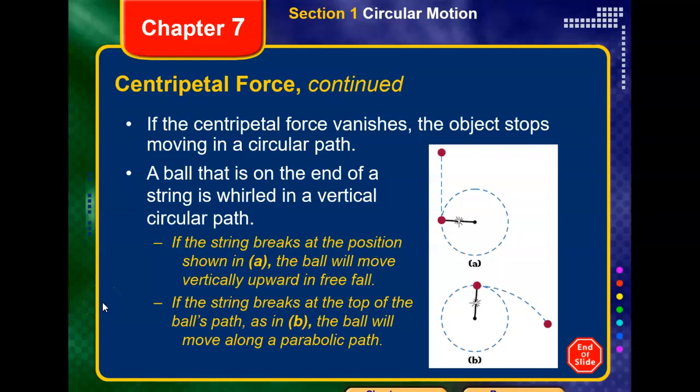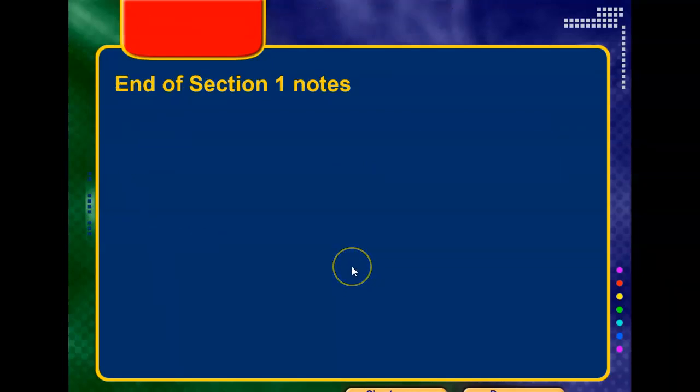So if the force keeping an object in a circle was stopped, it would go in a straight line because its inertia is now the only thing acting on it. And if it's near the Earth and it snaps, it's going to go in a parabolic path because gravity pulls it down. Okay, that's the end of the section 1 notes.